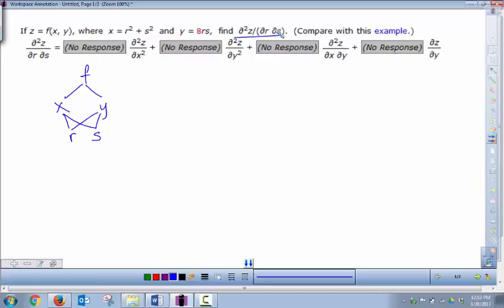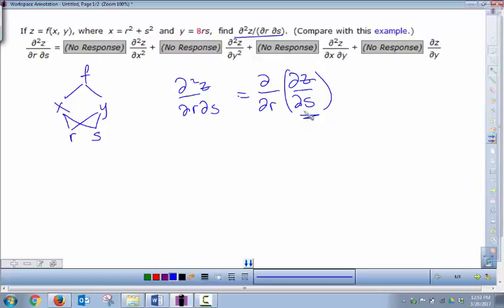And then they want this thing, which is the partial of z with respect to r and with respect to s. Actually, with respect to s first. So partial with respect to r of the partial of z with respect to s. So we need to find out what this one is first.